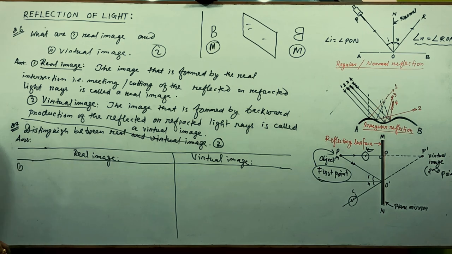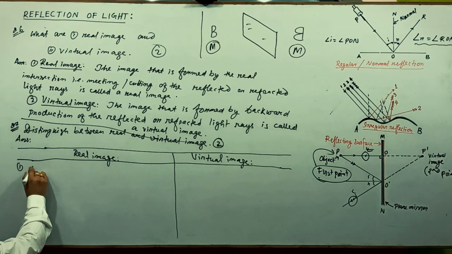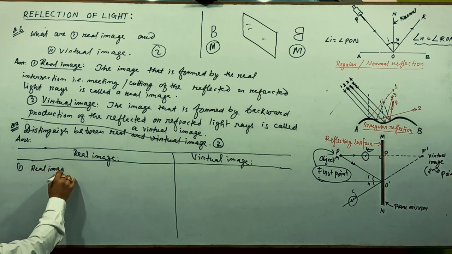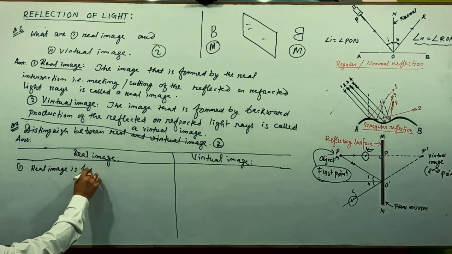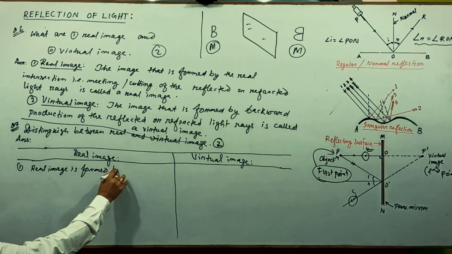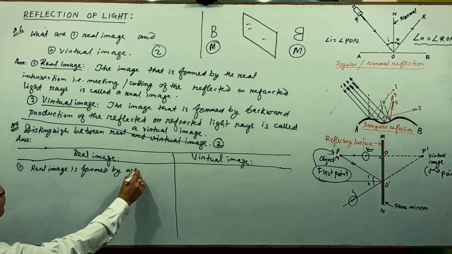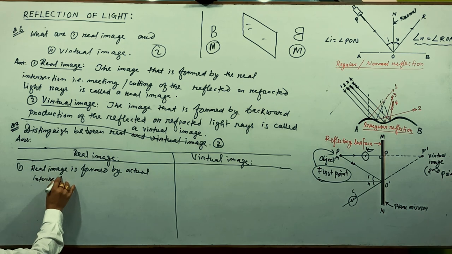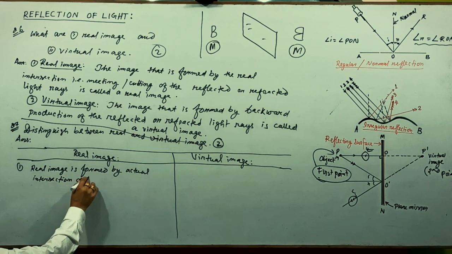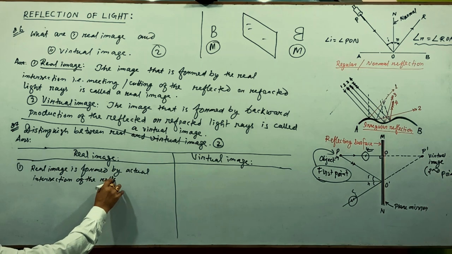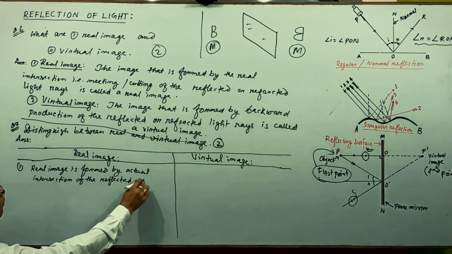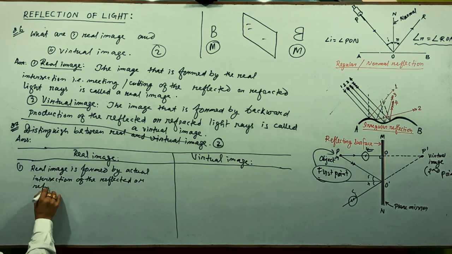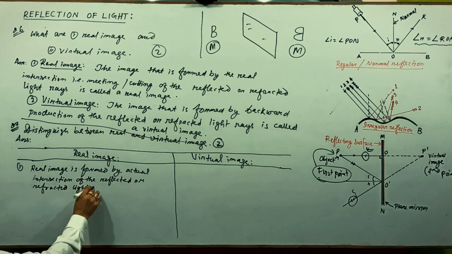I have a point. Real image is formed by actual intersection of the reflected or refracted light rays.